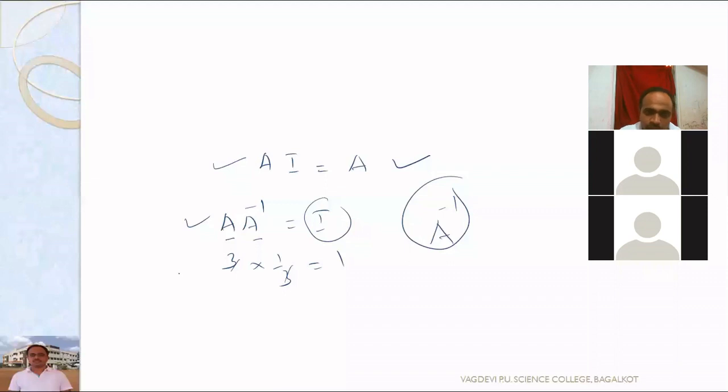I'll give an example here. 3 into 1 by 3 is 1. So it means the inverse of 3 is 1 by 3. By cancelling them, we get 1. So here 1 means I, the unit matrix.